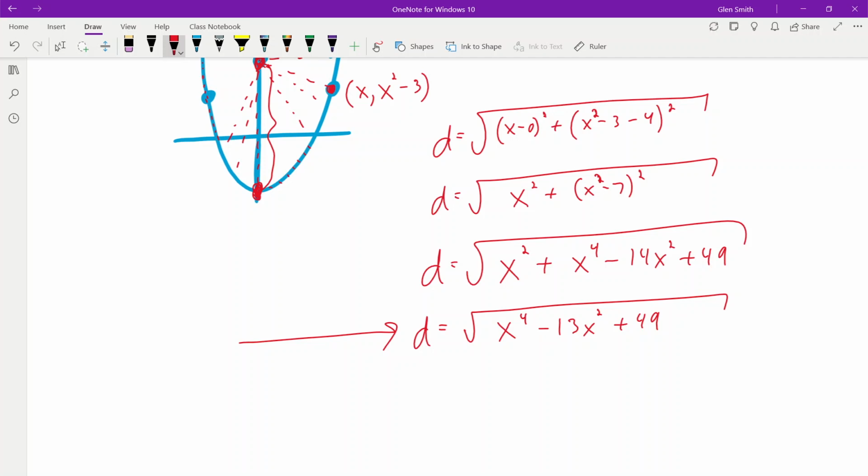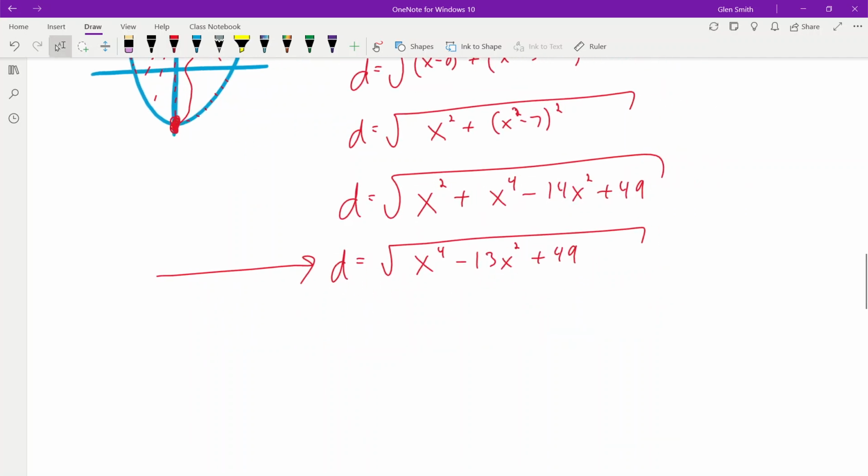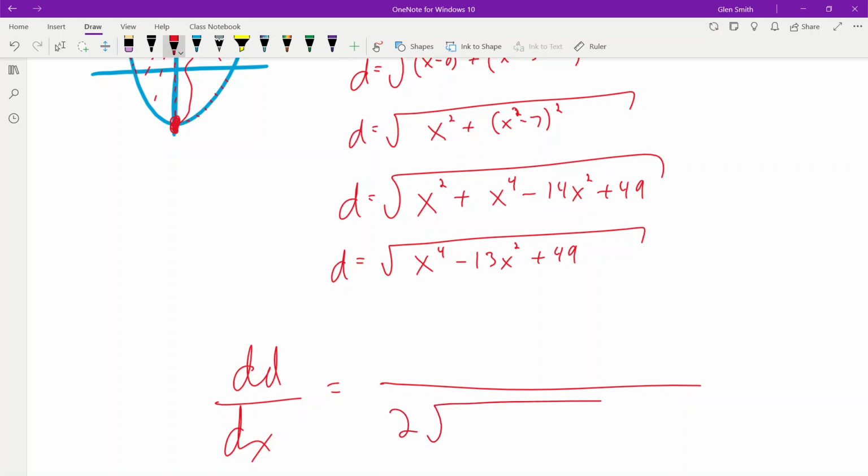Okay? We want to find where that's the smallest it can possibly be. So we differentiate it, and we find where the derivative is 0, because that's where minimums happen. The derivative of a square root is 1 over 2 times the square root of the same thing. That's a half to the negative a half, times the derivative of the inside, which is 4x cubed minus 26x. Everybody good? That's our derivative.